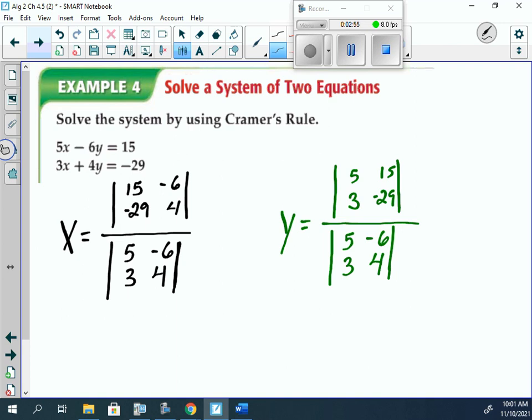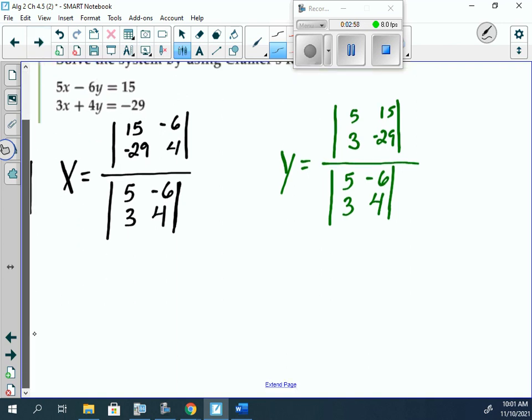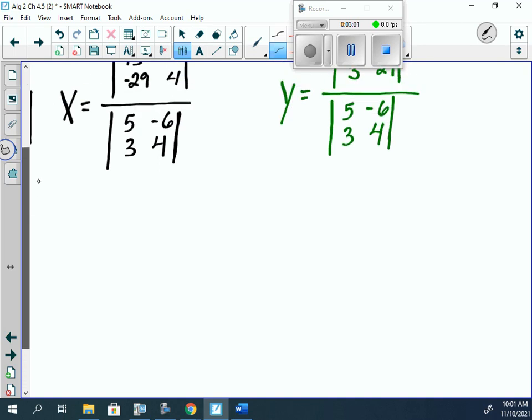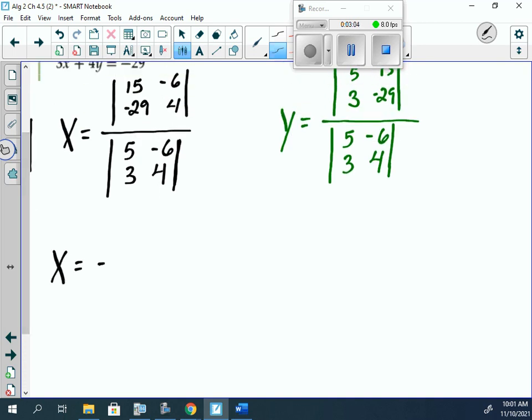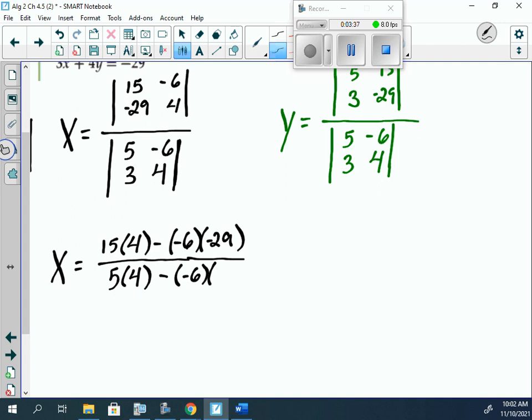Well, now we just need to find the determinants and solve. Or just simplify each one, and we would have our answers. So let's look at x first. We'll solve x all the way down, and then deal with y second. Now, because this is a second-order determinant, we're just doing the cross. So on top, we're going to have 15 times 4 minus negative 6 times negative 29. On bottom, we're going to have 5 times 4 minus negative 6 times 3.